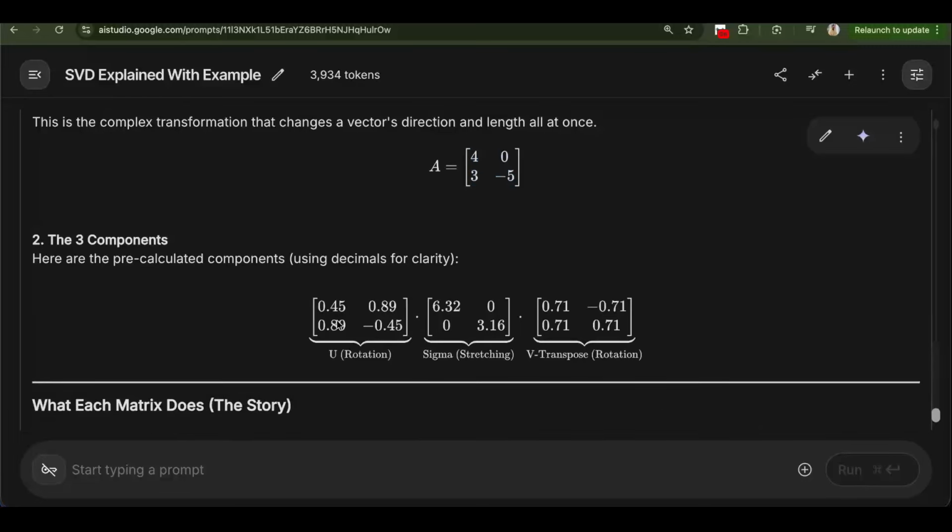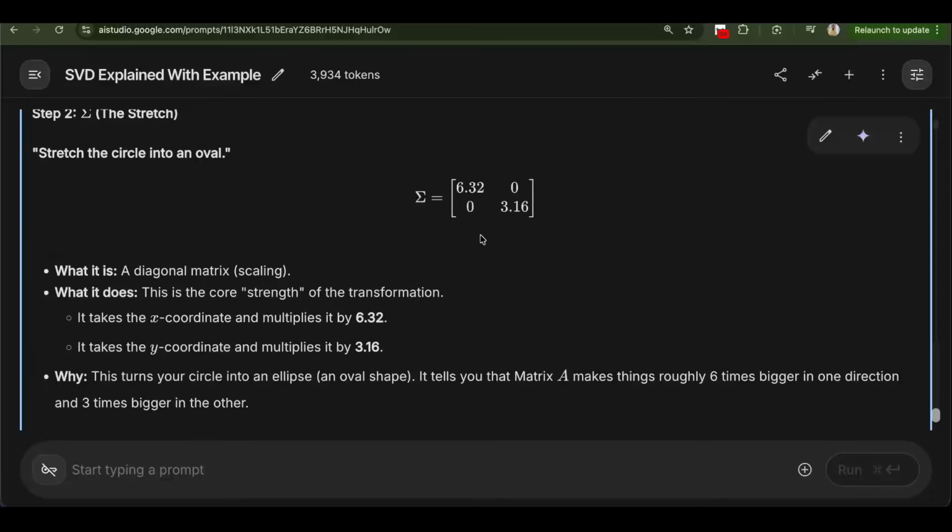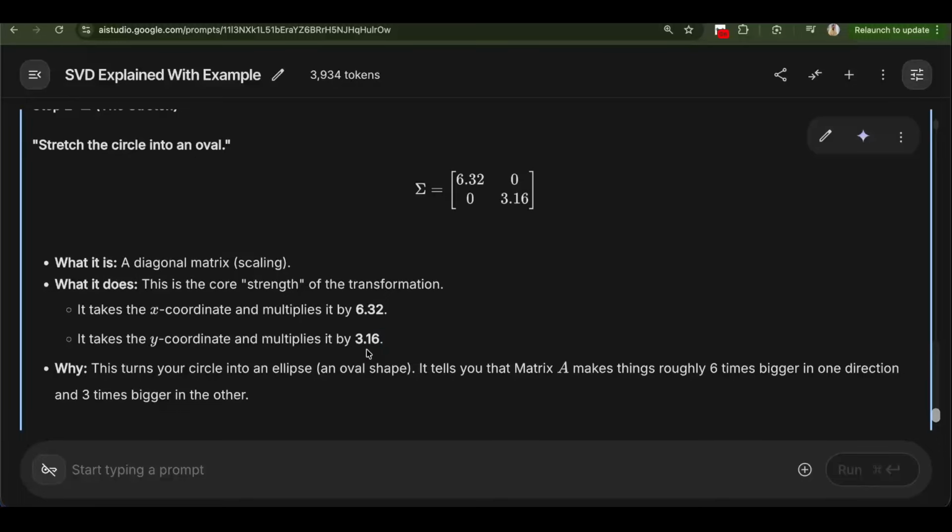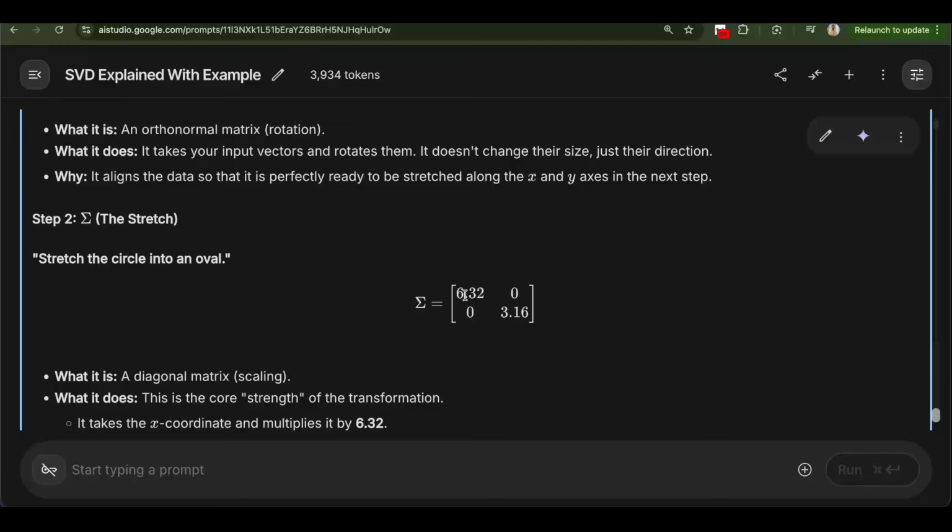This U matrix is just the rotation matrix. This is the stretching matrix, and you see it's diagonal. It only has values on the diagonal, while the other values are 0. And this is also a rotation matrix. So for example, this sigma stretching matrix will stretch the x coordinate of the vector by 6.32 times, just make it 6.32 times the original size, and y by this size. So if you have a circle, this will turn it into an ellipse. But check this out. This will only stretch directly along x and y.